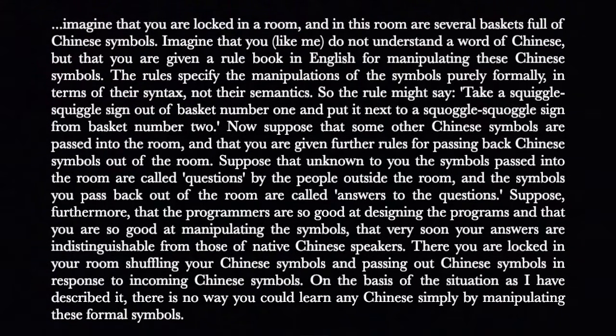The rules specify the manipulations of the symbols purely formally in terms of their syntax, not their semantics. So the rule might say, take a squiggle sign out of basket number 1 and put it next to a squoggle sign from basket number 2. Now, suppose that some other Chinese symbols are passed into the room and that you are given further rules for passing back Chinese symbols out of the room. Suppose that unknown to you, the symbols passed into the room are called questions by the people outside the room, and the symbols you pass back out of the room are called answers to the questions.